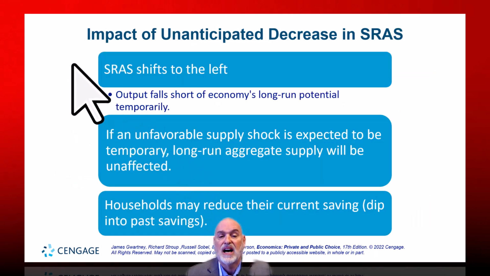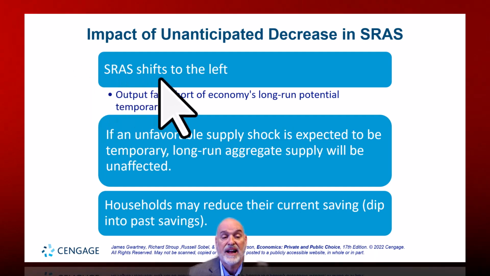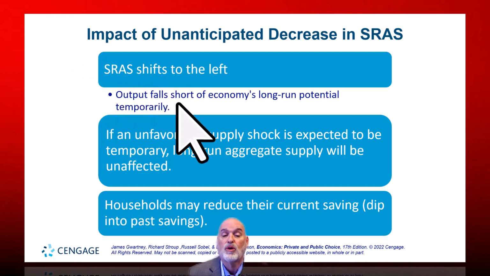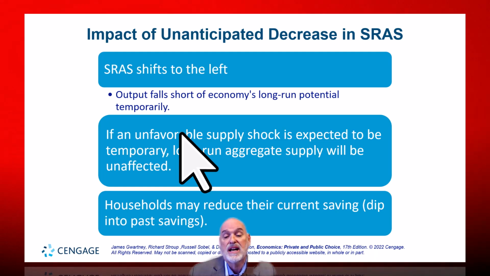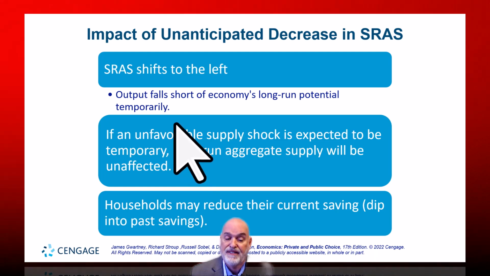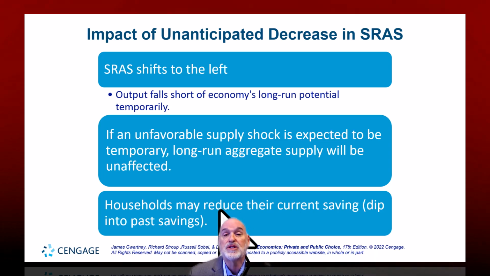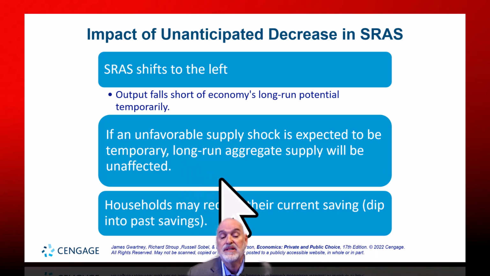The impact of unanticipated decreases in SRAS. As SRAS shifts to the left, output temporarily falls short of the economy's long-run potential. If an unfavorable supply shock is expected to be temporary, long-run aggregate supply will be unaffected. Households may reduce their current saving and dip into past savings.